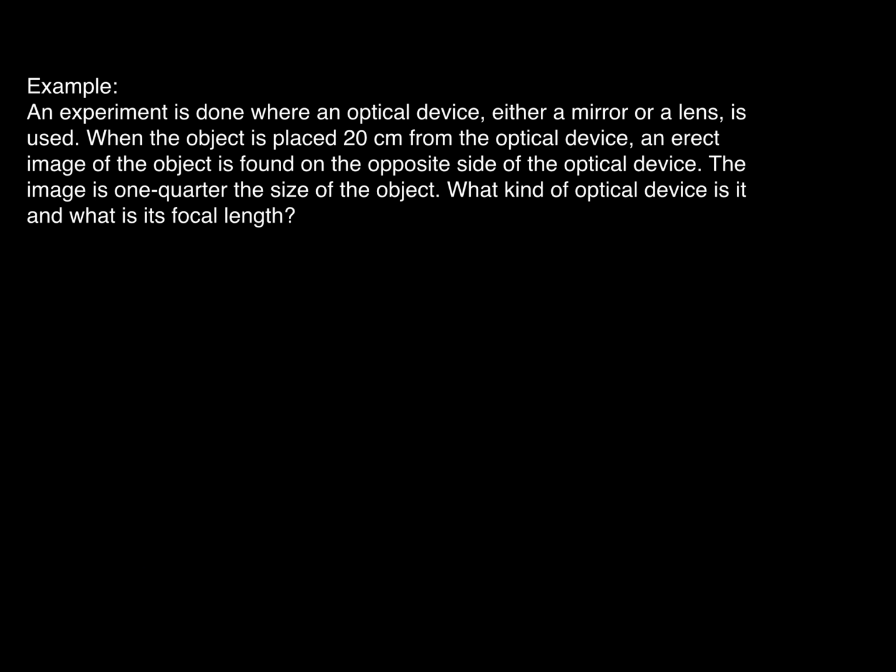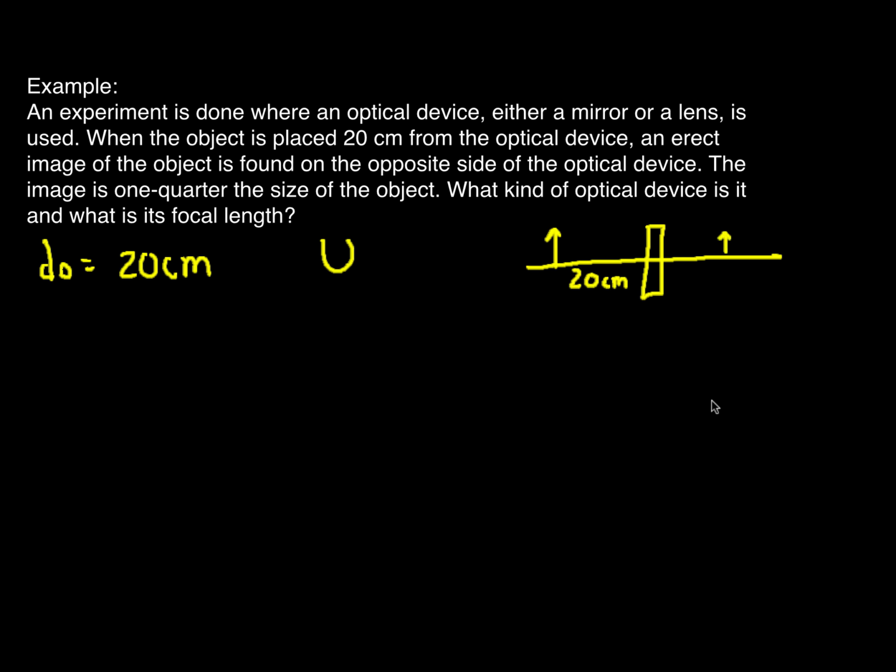Here's our final example, which will bring your knowledge of mirrors and lenses together. An experiment is done where an optical device, either a mirror or a lens, is used. When an object is placed 20 centimeters from the optical device, so we have DO equals 20 centimeters, an erect image of the object is found. Erect means upright, on the opposite side of the optical device. So let's draw a picture of this. I'll draw a square for our optical device because I don't know whether it's a mirror or a lens. The object is placed 20 centimeters from this optical device, and an image appears upright on the opposite side.